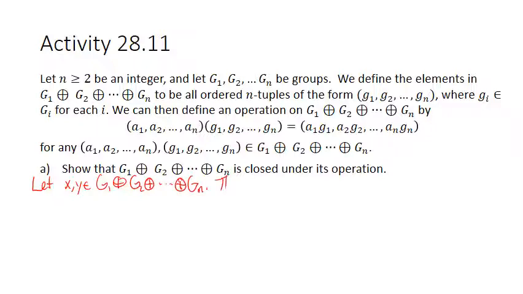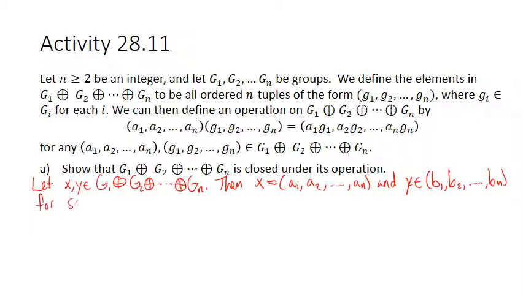Gn. Okay, then x and y must be tuples, so x is going to be equal to a1, a2, dot, dot, dot, up through an, and y is also going to be an n-tuple. So let's call it b1, b2, dot, dot, up through bn, for some ai and bi, so we don't have to write it a million times, which are going to be in Gi for all i. Okay, so doing it with the i's there just saves us from writing the same thing over and over again with a1 and then with a2 and then with a3 and so on.